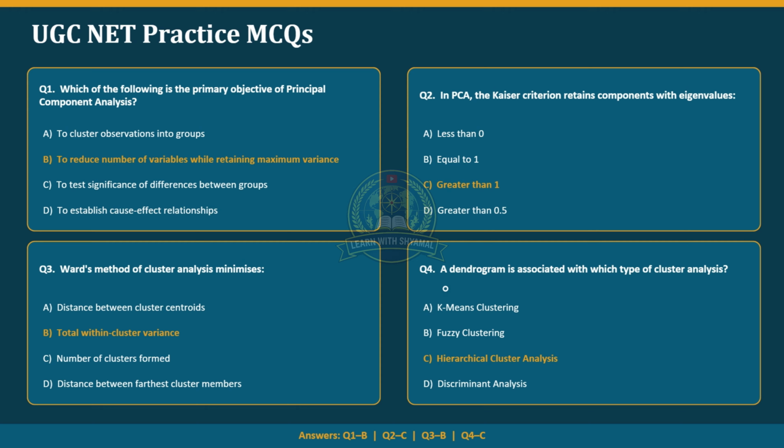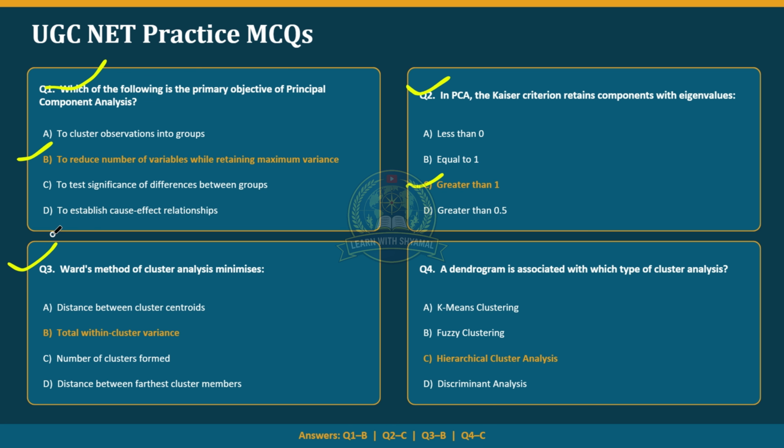These are some UGC NET practice questions. Question number 1: which of the following is a primary objective of principal component analysis? The correct answer is option B, to reduce the number of variables while retaining maximum variance. Question number 2: in PCA, the Kaiser criterion retains components with eigenvalues. The correct answer is option C, greater than 1.